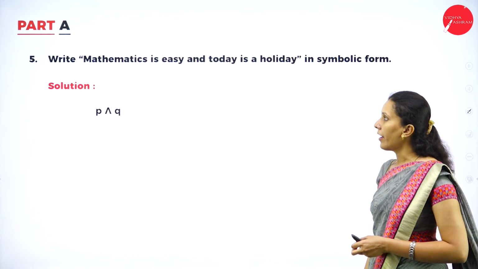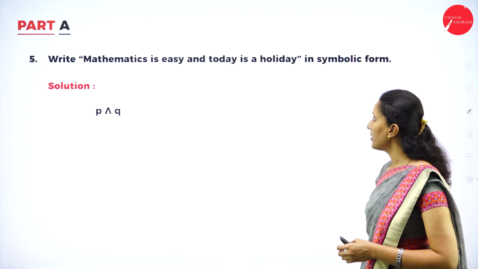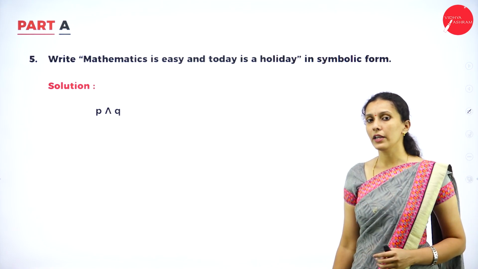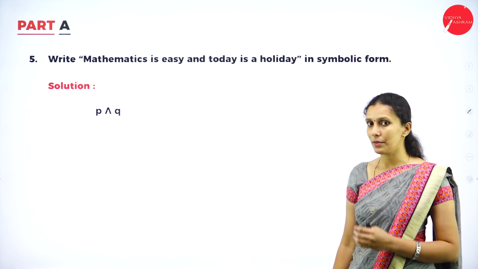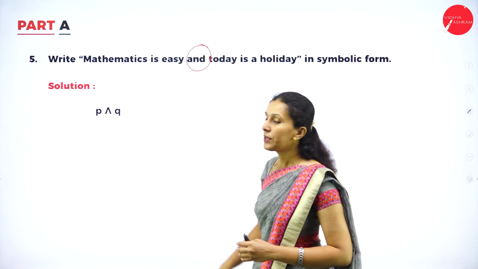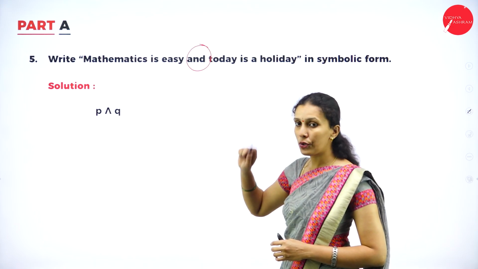Next, write "mathematics is easy and today is a holiday" in symbolic form. We know that any mathematical statement can be represented in the symbolic form. So see the connections between the statements given here. You have 2 statements.